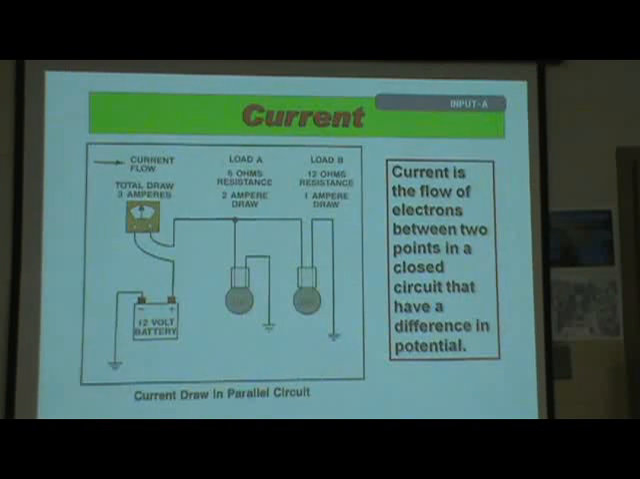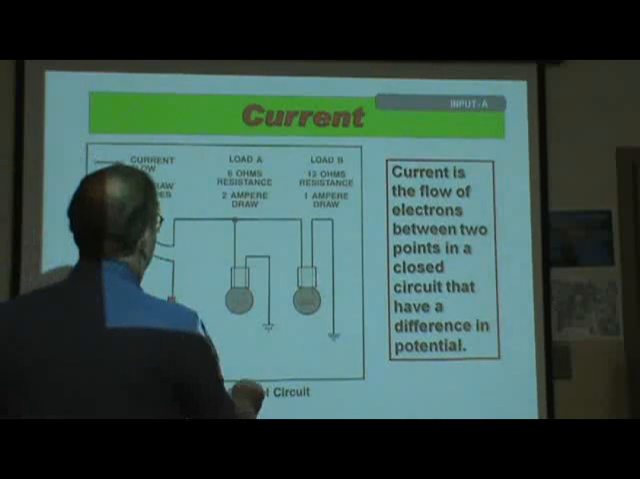All right. Okay. Current is the flow of electrons between 2 points. Look at this right here. What kind of circuit is this? Parallel circuit. You got it? Why is that circuit parallel? You can blow that bulb or that bulb, and the other bulb will still stay on because each one has its own ground, right? Ground here, ground there. Each bulb has a dedicated ground.